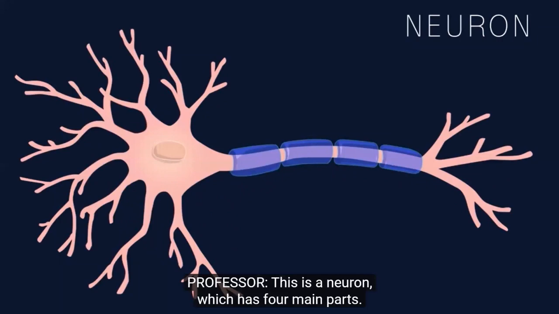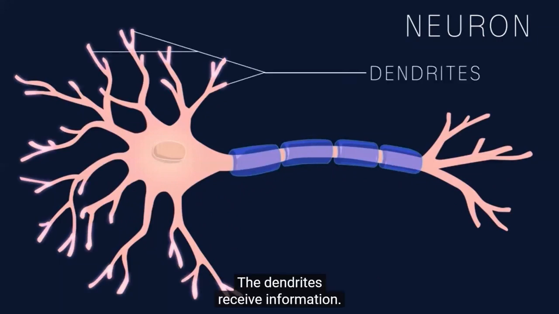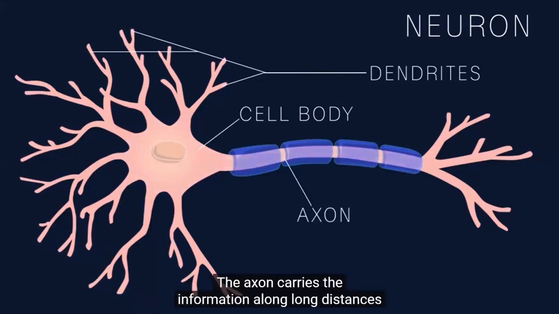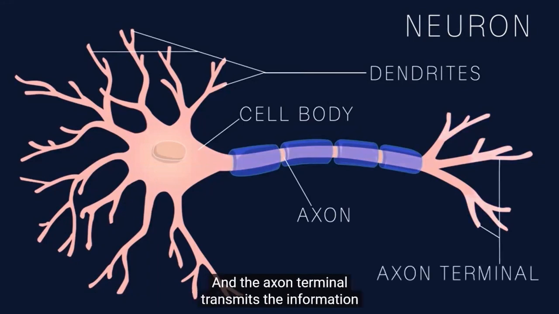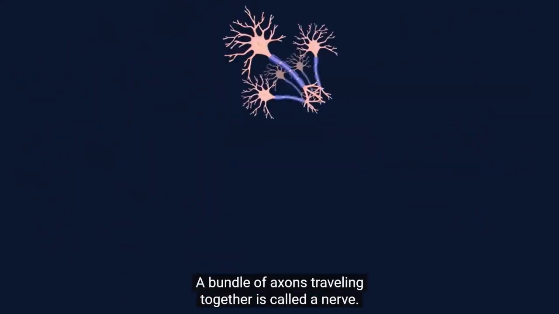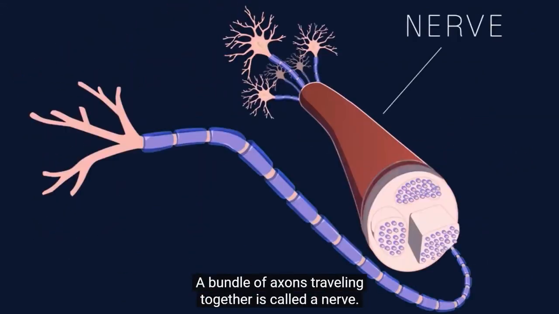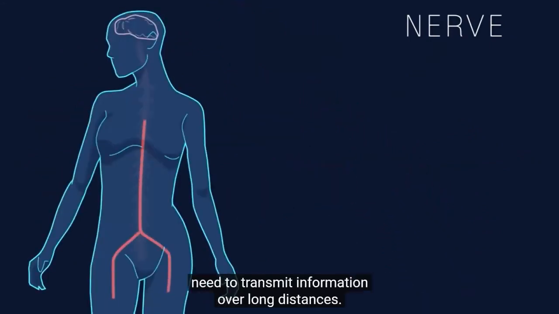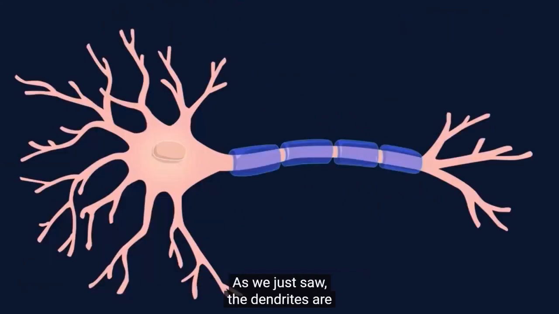This is a neuron, which has four main parts. The dendrites receive information. The cell body processes and integrates that information. The axon carries the information along long distances from one part of the neuron to another, and the axon terminal transmits the information to the next cell in the chain. A bundle of axons traveling together is called a nerve. Nerves can be very long, as they often need to transmit information over long distances.